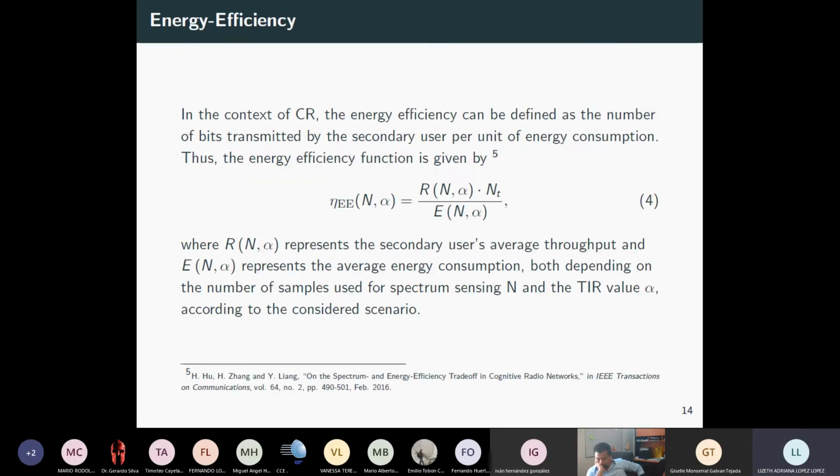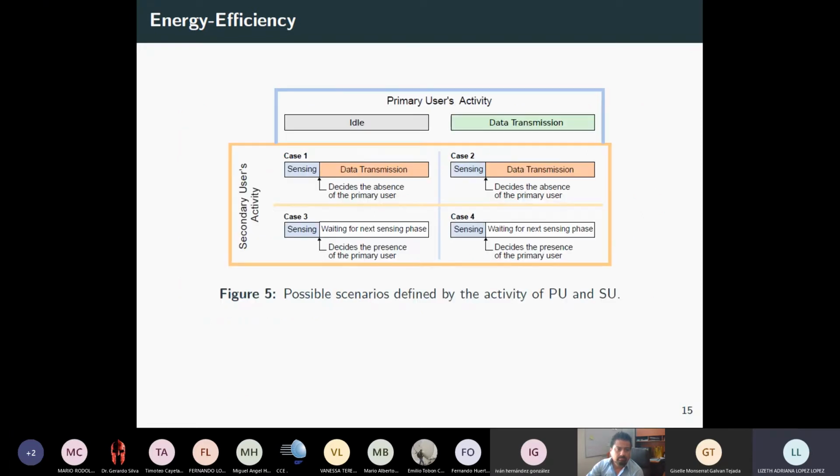And about the energy efficiency, in the context of cognitive radio, the energy efficiency can be defined as the number of bits transmitted by the secondary user per unit of energy consumption. So this is the relation between the secondary user's throughput and the average energy consumption in the cognitive radio terminal. To determine the secondary user's throughput and the energy consumption, we have to consider some scenarios.